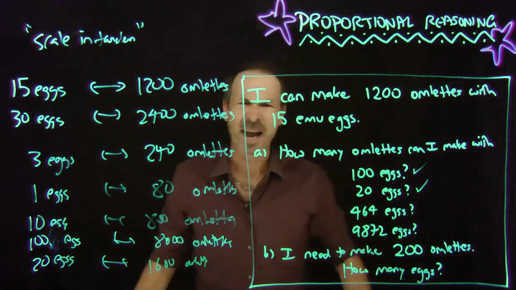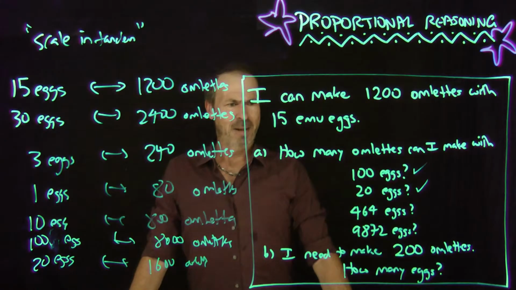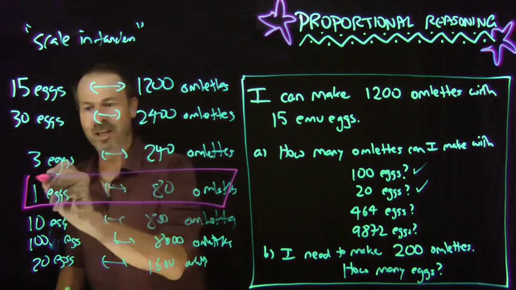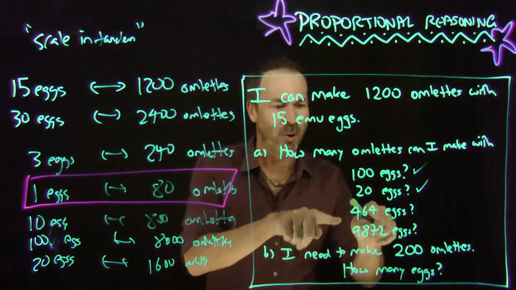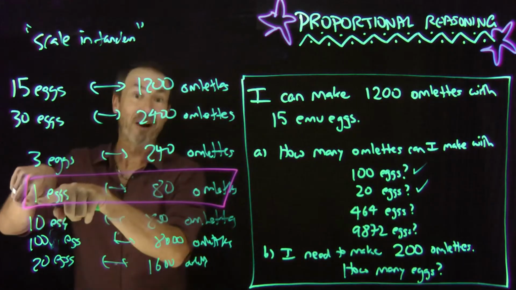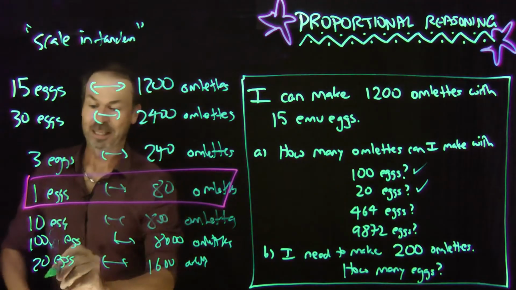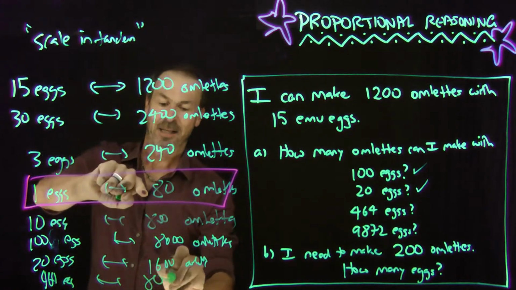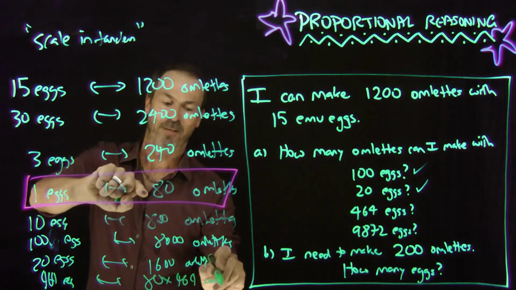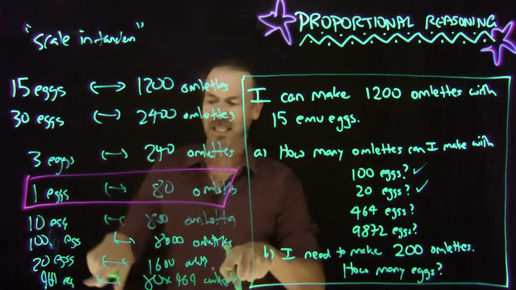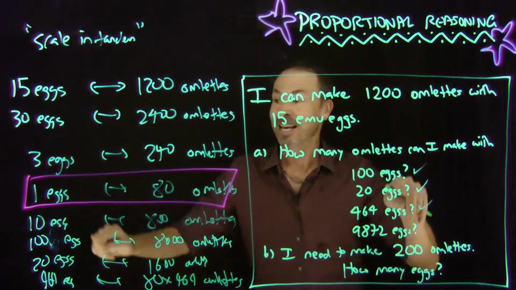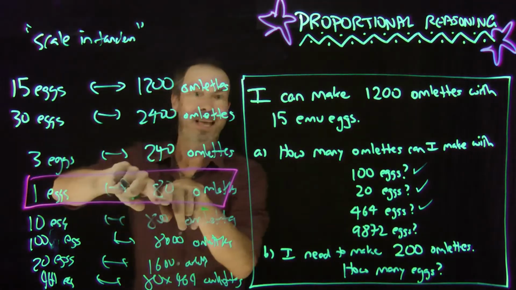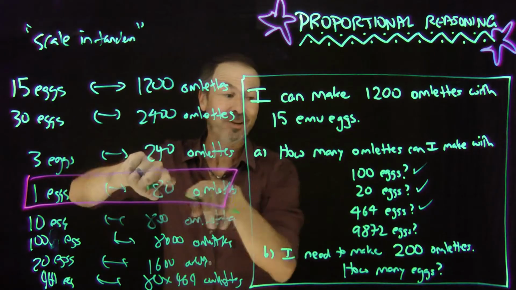Ooh, 464 eggs. Ooh, that's awkward. Oh, actually, let me go to this line. I like this line, because I've got one egg gives me 80 omelets. So if I want 464 eggs, let's just multiply by a factor of 464. 464 eggs must go with 80 times 464 omelets, whatever that number is. I'll have to get out my calculator for that one, but that's fine. I can work it out. In fact, I can work out 9,872 eggs. Multiply this by 9,872. Therefore, I must multiply that by 9,872 and work it out on my calculator.